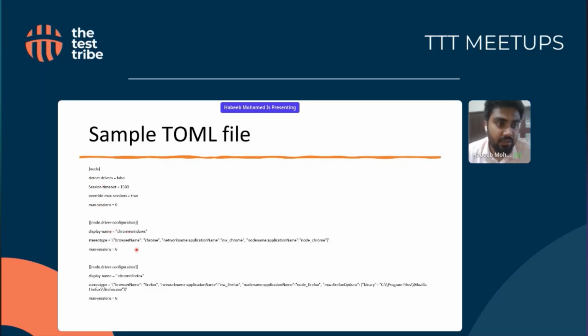And when we move to node driver configurations, we are just giving the name to this driver and the stereotype. Stereotype is very important, because here we configure the capabilities of the machines. Using these capabilities, our driver scripts can identify the machines, in case we have scenarios for which we have to run our test cases on particular machines.